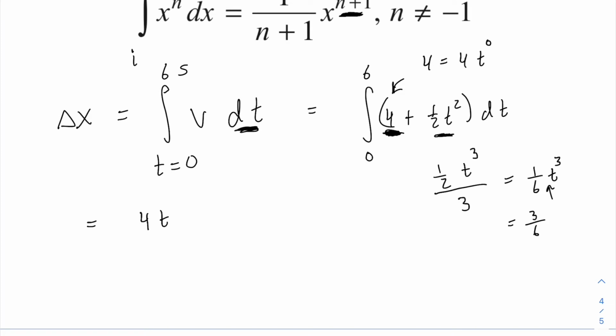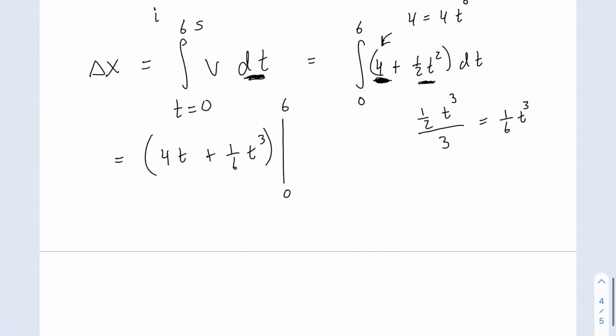Okay, again, you can take the derivative of this just to be sure. The derivative of this is going to be 3/6 t squared, which is 1/2 t squared. So that's the right integral. Okay, so now we're left with 4t plus 1/6 t cubed. After you take the integral, you have to evaluate it with the limits that we have. So we're evaluating from our starting point, which is 0 seconds, up to our final point, which is 6 seconds.